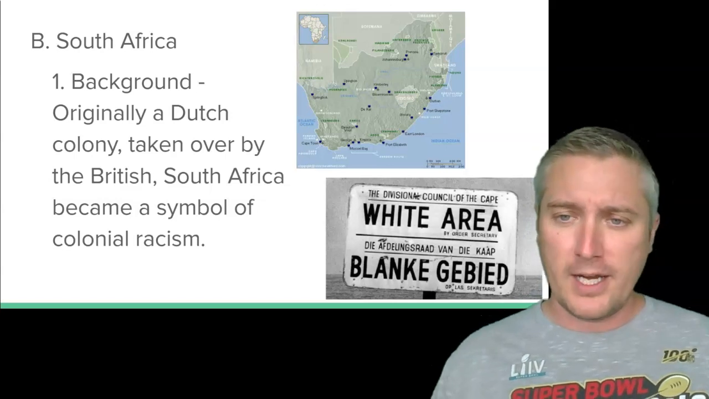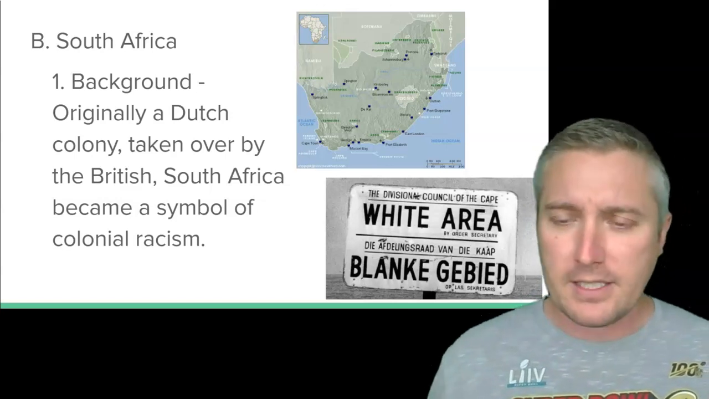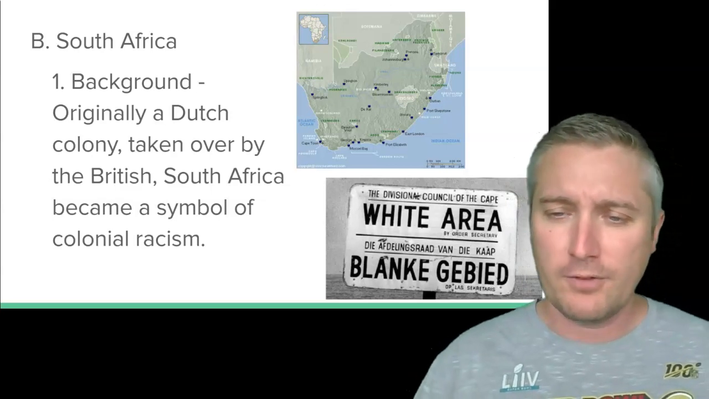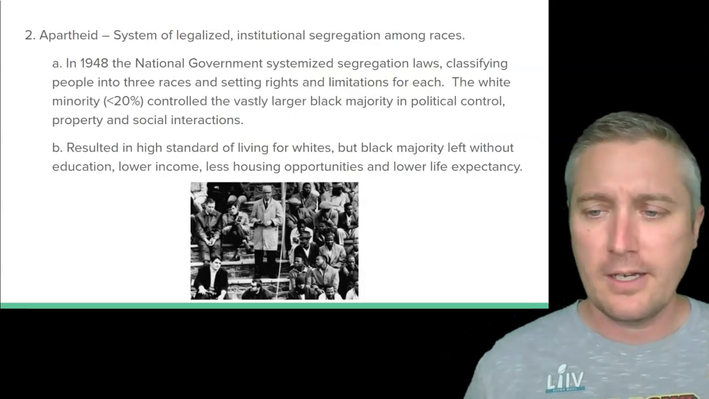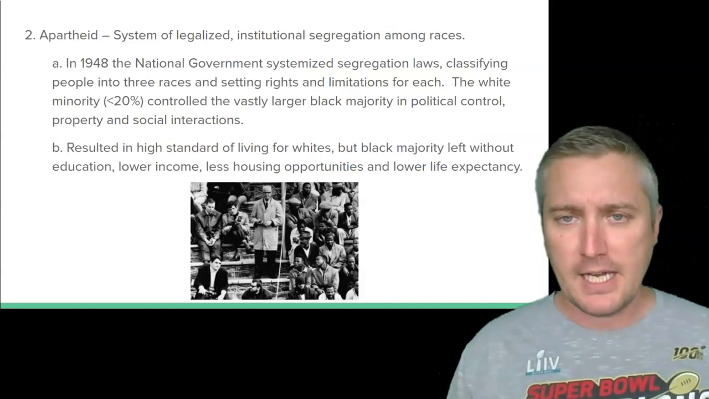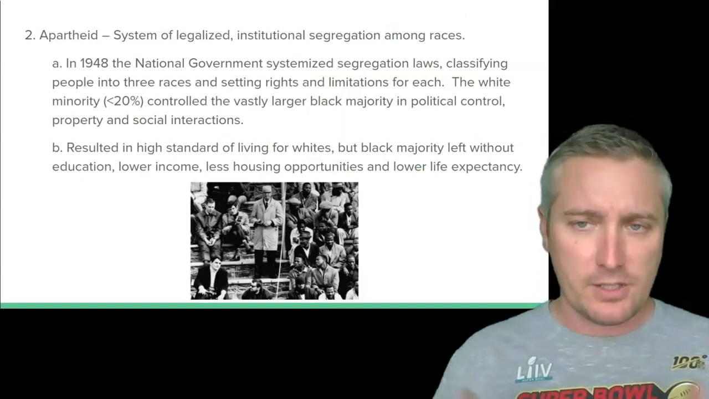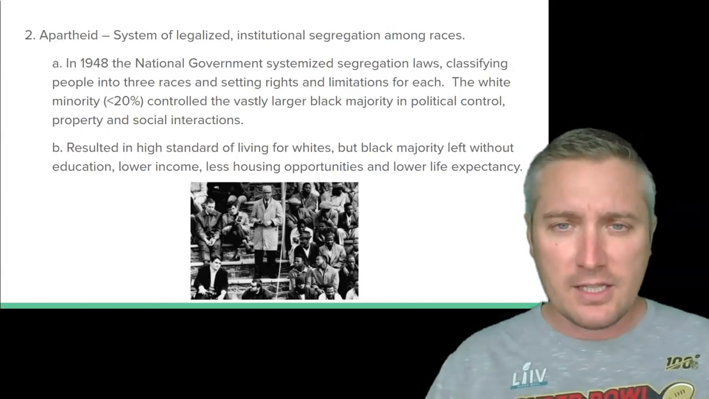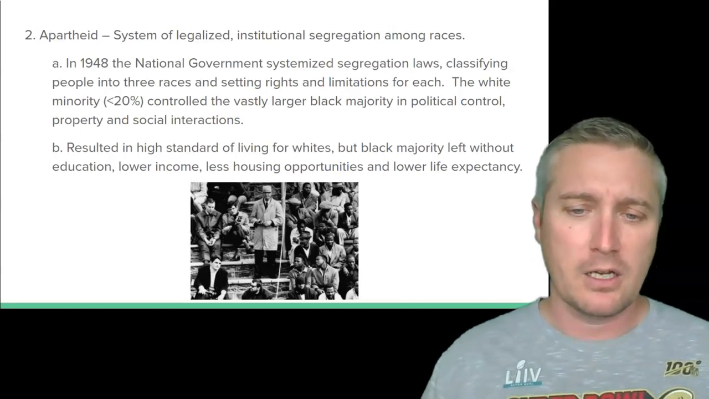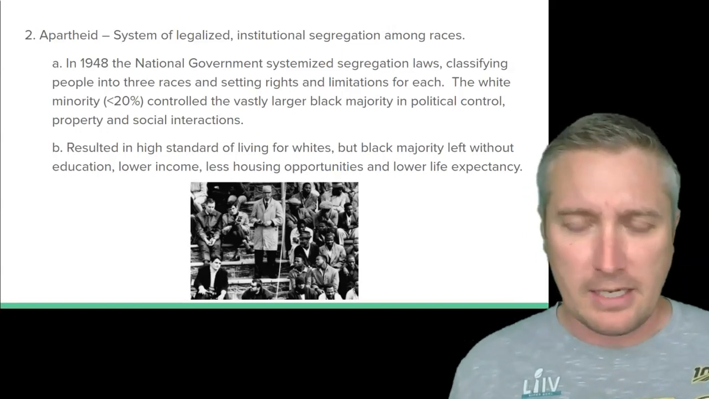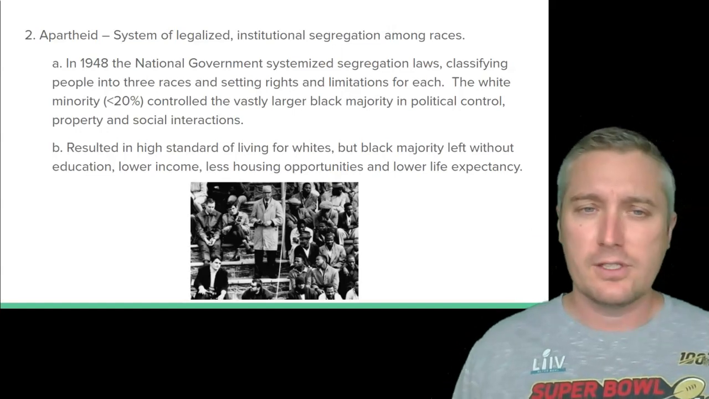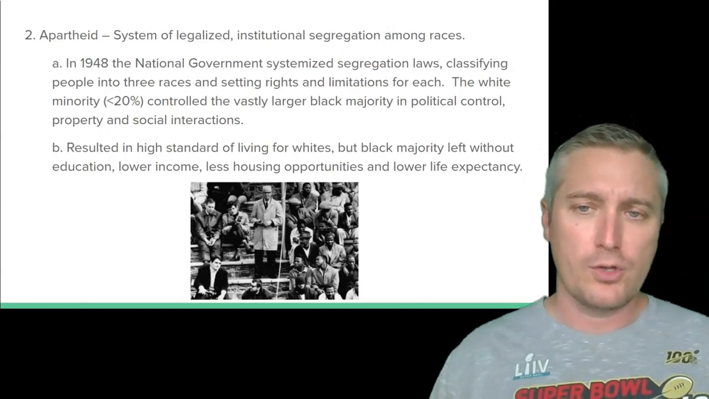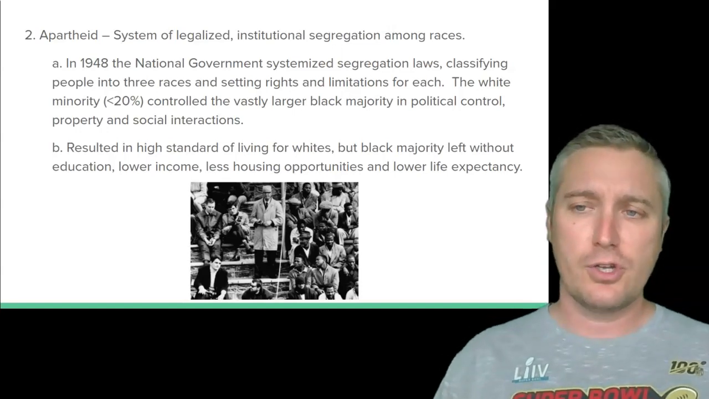They are going to try and create laws that separate white and black citizens of South Africa, and it takes on a little bit more of a unique twist. They will call it apartheid. Okay, now apartheid is very similar to what we experienced in the United States during Jim Crow, but it is a system of legalized institutional segregation among the races. Everything was segregated. The beaches, the water fountains, the buses, everything. This started as early as 1948, where you had the first legalized segregation laws go into place.